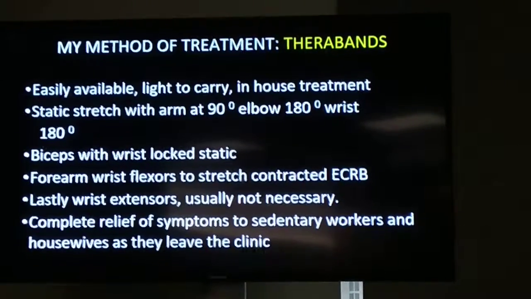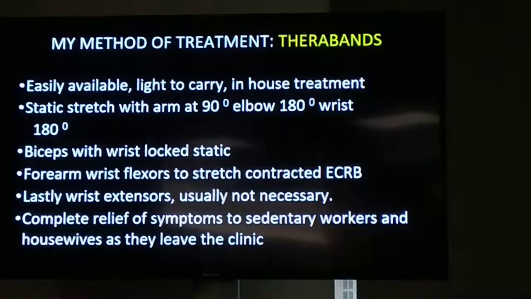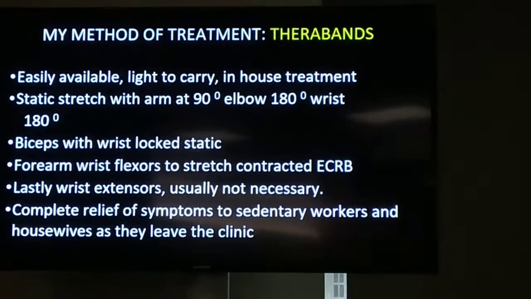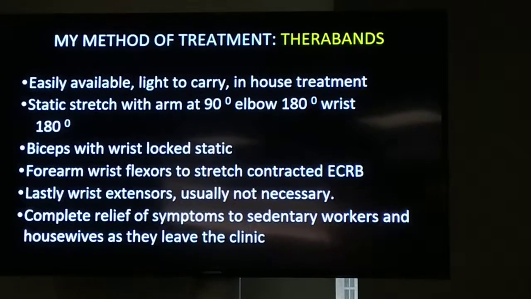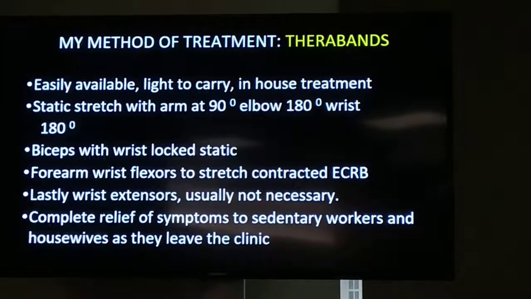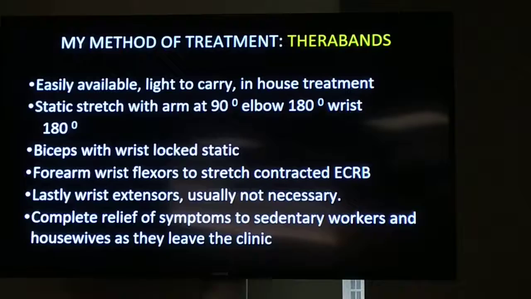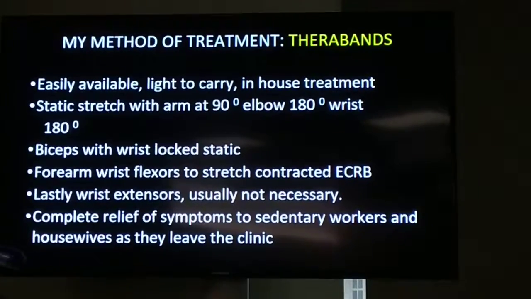The pain is gone there. It is not paining. It's tender. Next minute it's not tender. And therefore, of course, he has to practice it at home. So easily available, light to carry. It's an in-house treatment. Once again, I don't refer any patient of tennis elbow to any physiotherapist.